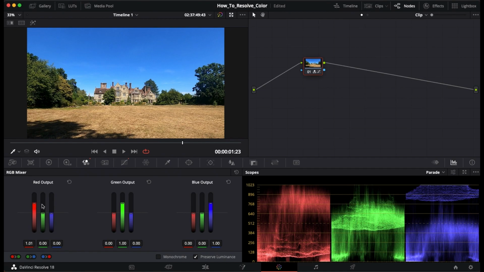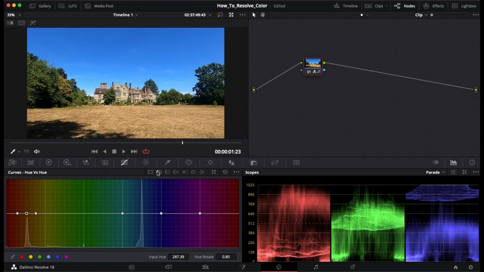Now we have luminosity. We want that colour to become a bit, well, luminous. We want it to come out a bit brighter. So I think luminosity is probably the easiest one. So let's go back to HSL.